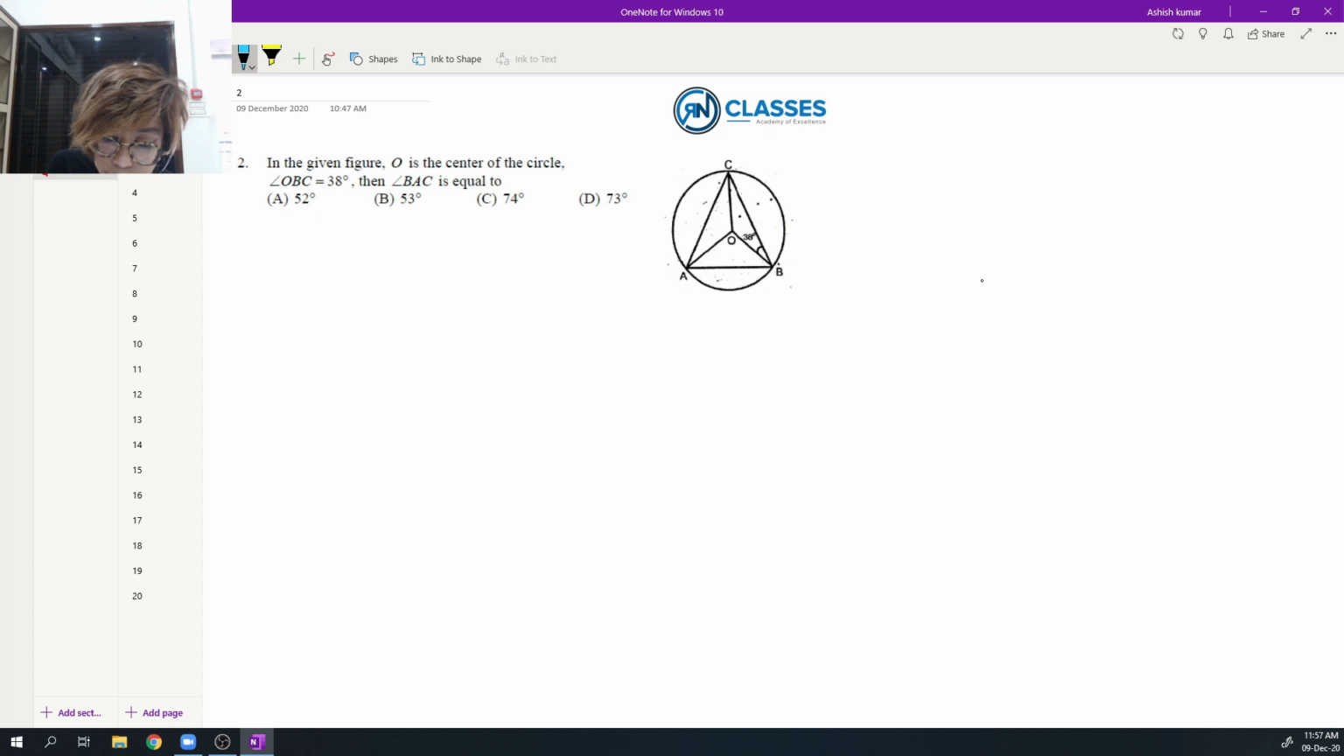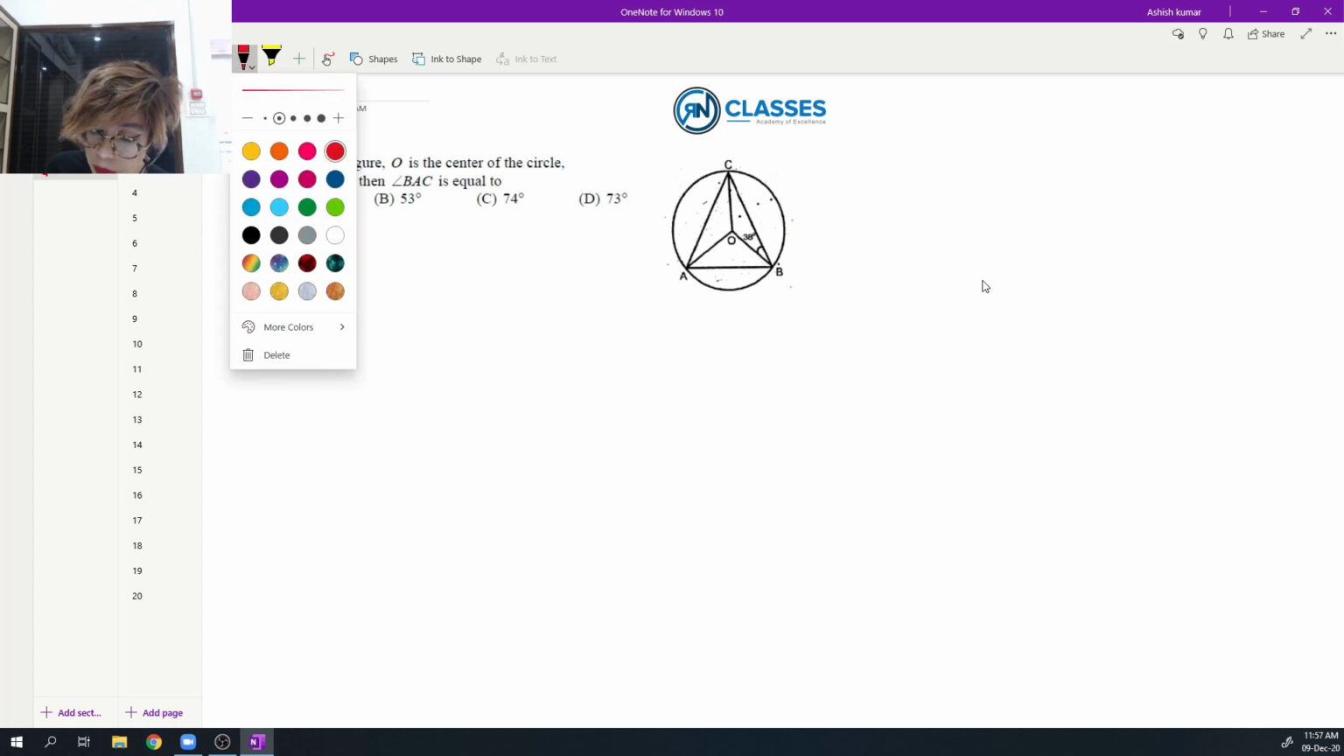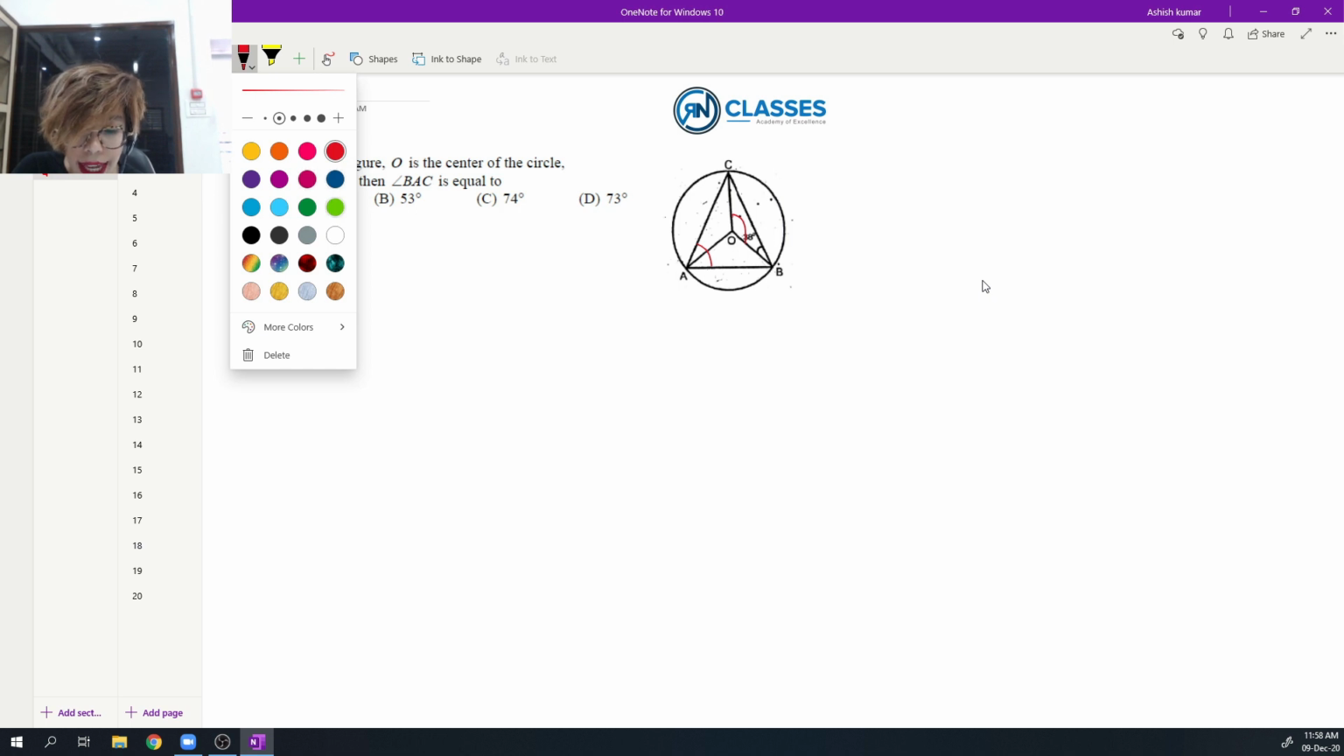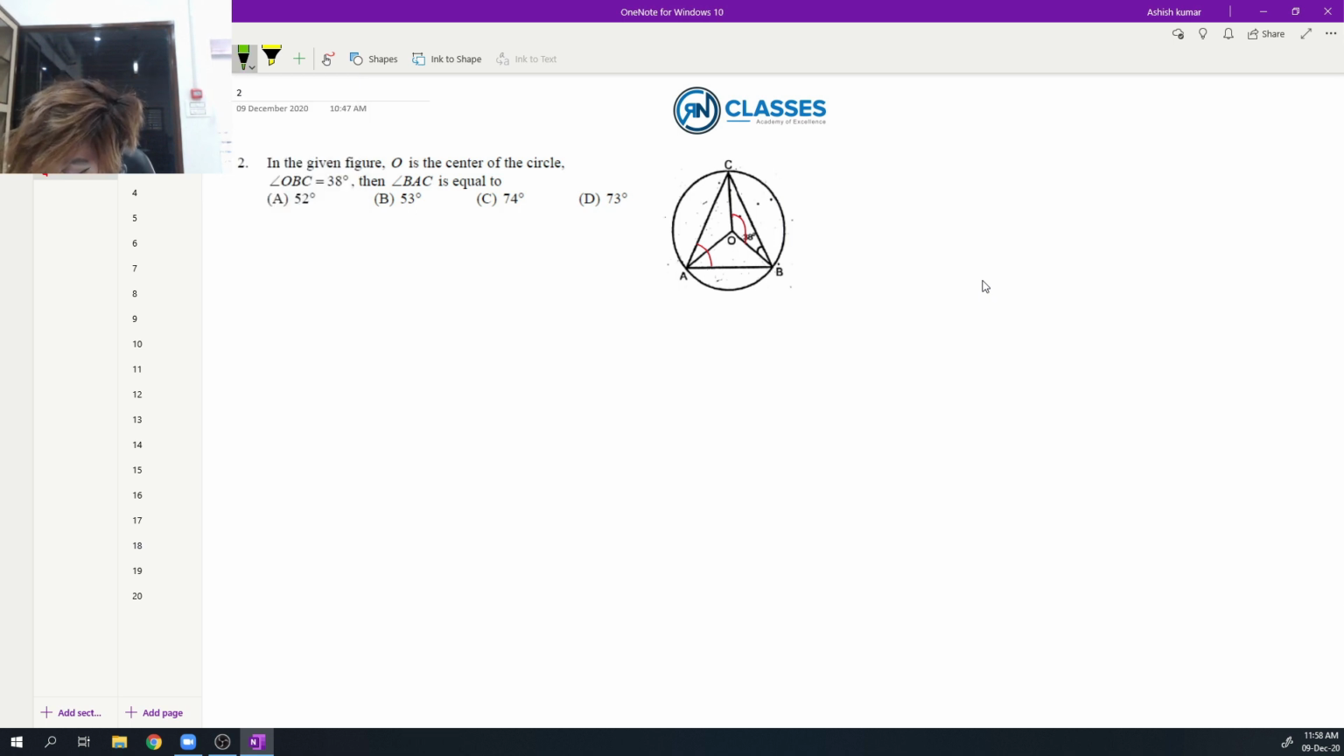All right. So second question is, in the given figure, O is the center, and OBC is 38, as you can see. BAC is equal to, so angle BAC, first of all, let's locate it. It is that angle. Now this angle can be easily ascertained if somehow I know this angle. Do I know this angle? I mean, not directly, but I can find it out. Now tell me, if this angle is 38 degree, what will be this angle? 38 degree, right? Because OB and OC are radius. So this angle will also be 38 degree.